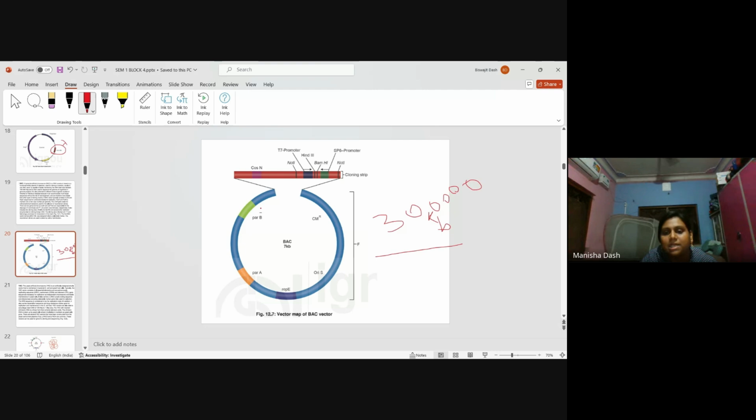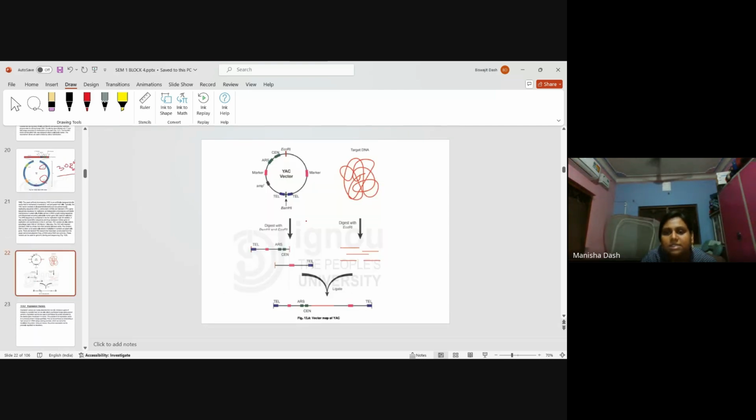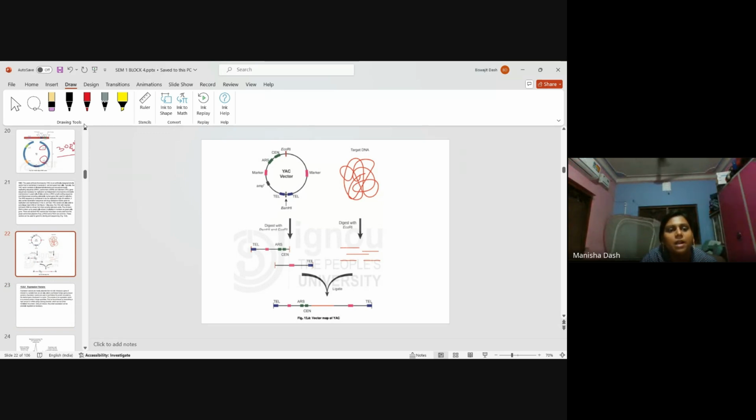And these are the sites: this is the origin of replication, the cos site might be present here, and these are the restriction sites. This is a chloramphenicol resistance gene for selection of the transgenic vector. There are various other sites which are essential for multiplication and maintenance of the vector. Then similarly, this is a yeast artificial chromosome, and as you have seen, it is capable of taking up DNA of very large size, I think 1,000 kilobase pair. So when you need to insert very large genes, you can use the yeast artificial chromosome.